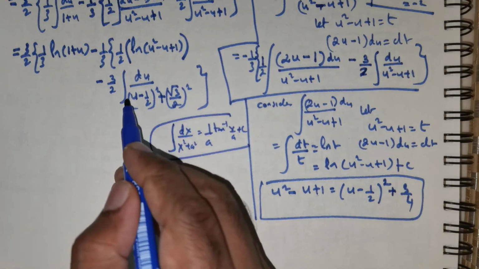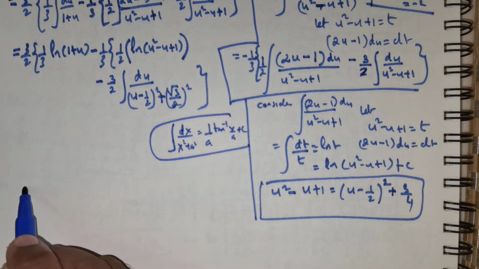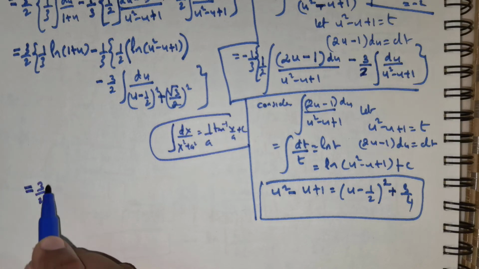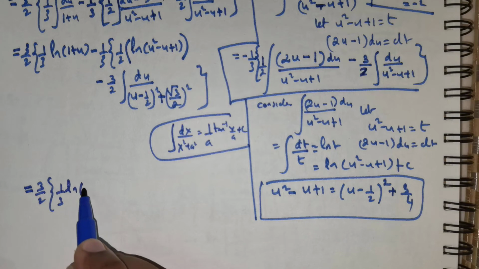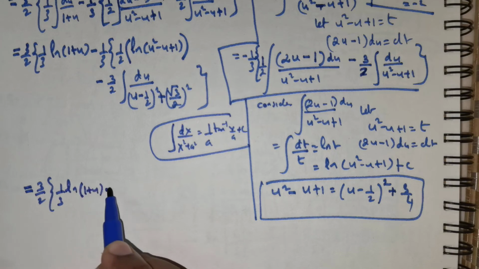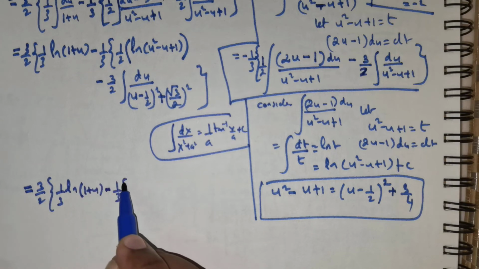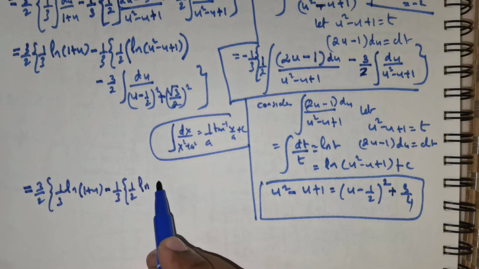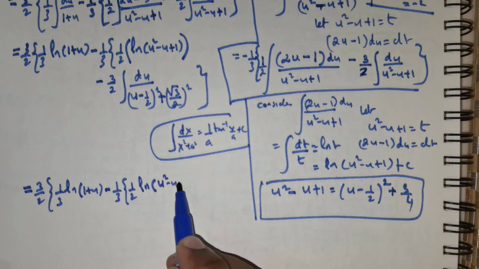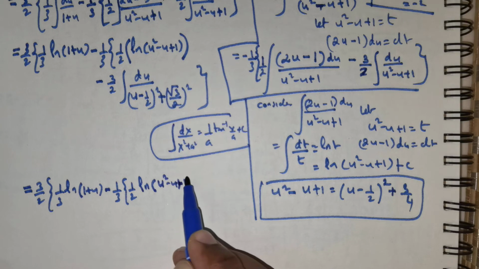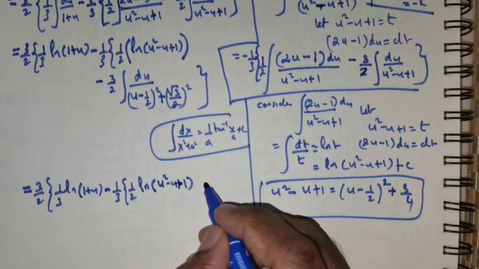So if I were to use this formula, let me rewrite that down. This is equal to 3 over 2, parenthesis, 1 over 3 times ln of 1 positive u, negative 1 over 3, parenthesis, 1 over 2 times ln of u squared negative u positive 1. So this is one term, that's fine.